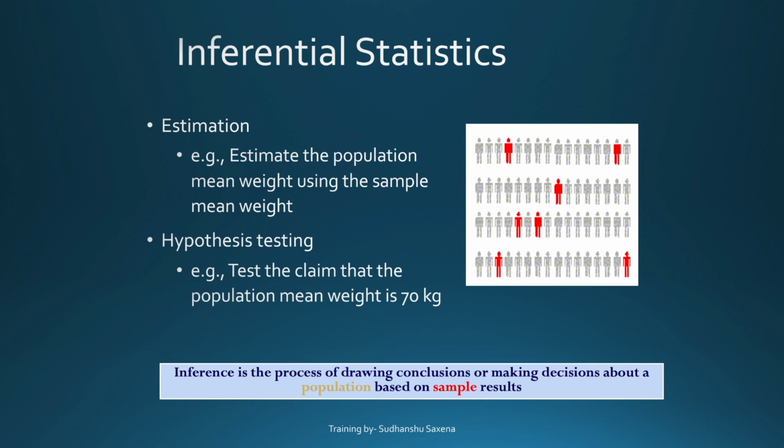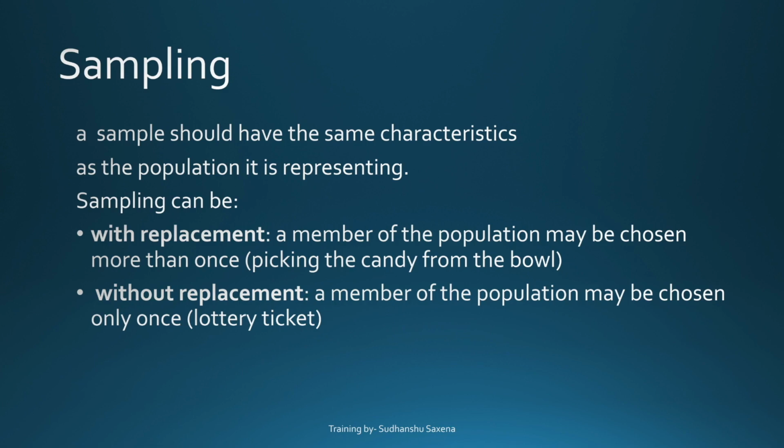Now, what is inference, or what exactly am I referring to as an inference? Inference is the process of drawing conclusions or making decisions about a population based on the sample results. So if I want to talk about the population, I'll be picking up samples, applying inferential statistics, and then predicting something about my population. Now, I've repeatedly said that I want homogeneous samples. I want to make sure that the samples are homogeneous.